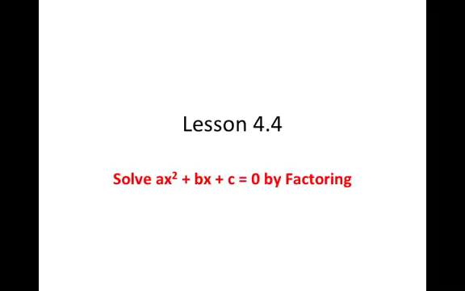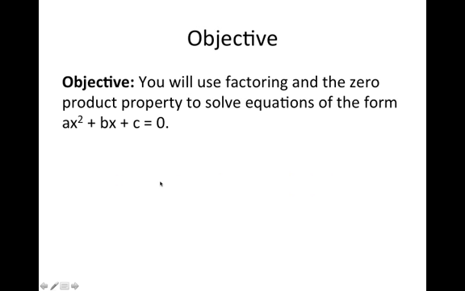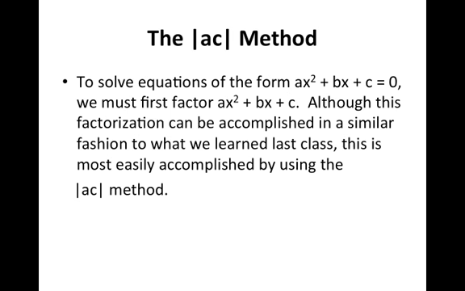Welcome to your Algebra 2 Lesson 4.4. Today we're going to be doing something similar to last time. We're going to be solving ax squared plus bx plus c equals 0 by factoring. The difference is today we're not just going to have 1 as the coefficient of x squared. It can be anything, and so the general way to say that is ax squared. So our objective today is to use factoring and the zero product property again, but in this new situation.